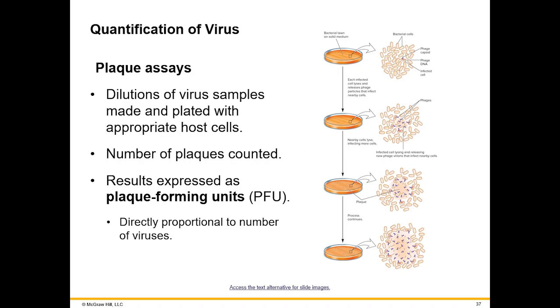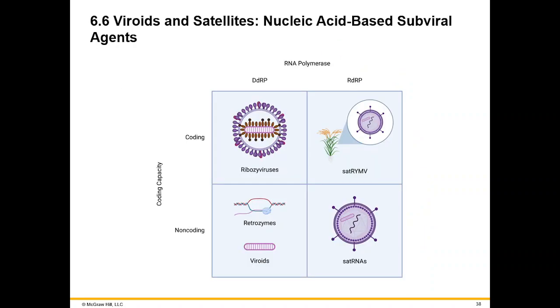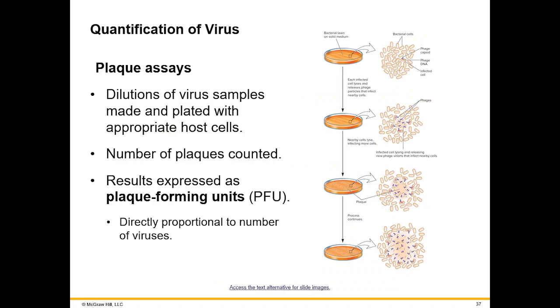So how do we quantify a virus? Through plaque assays. You dilute a viral sample, cultivate it in a plaque assay, and count how many plaques there are. Then we express them as plaque forming units, because we suppose that one plaque equals one virion unit. So it's proportional to the number of viruses in the original solution. So that's for the usual studies on viruses.